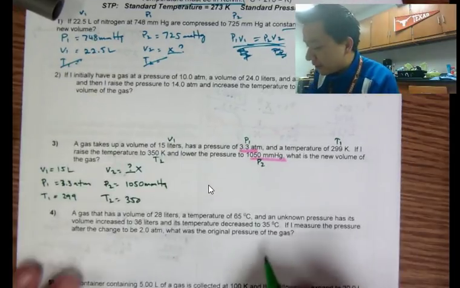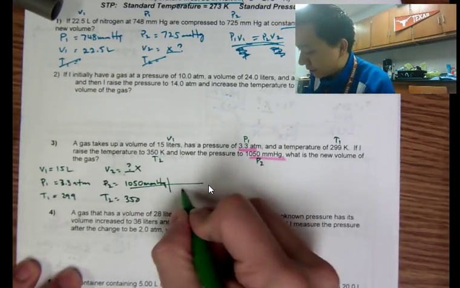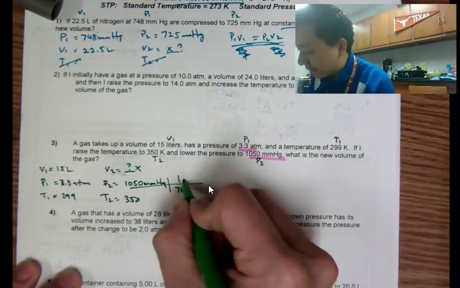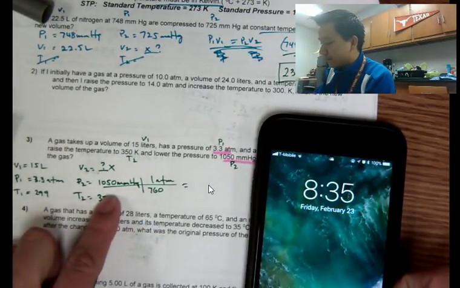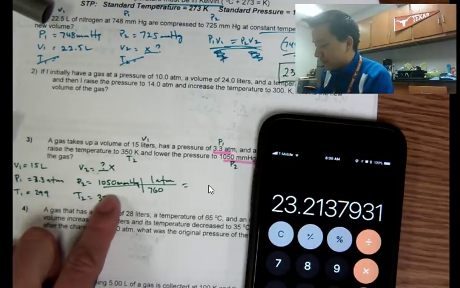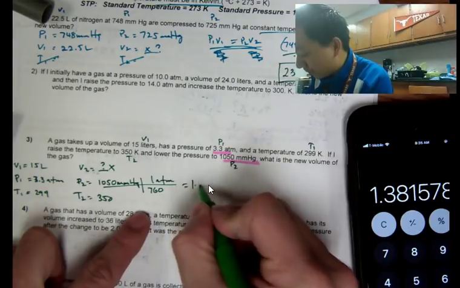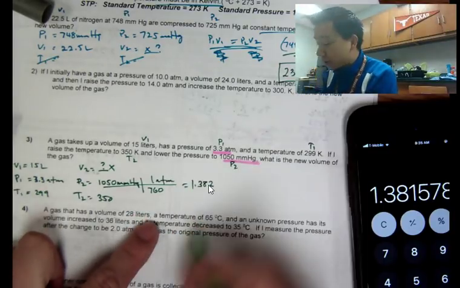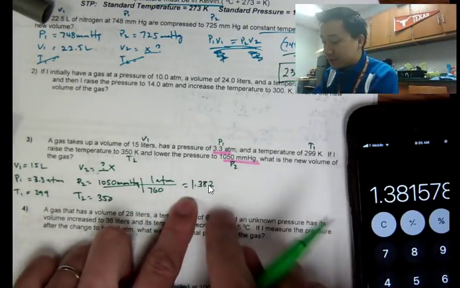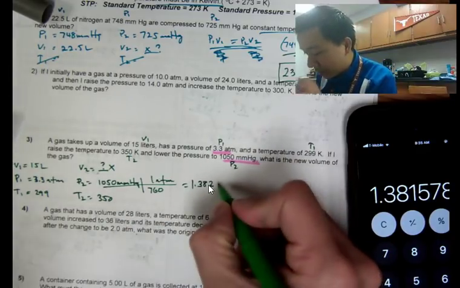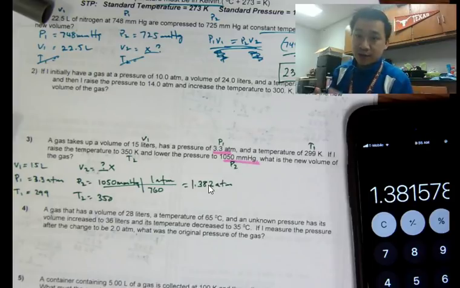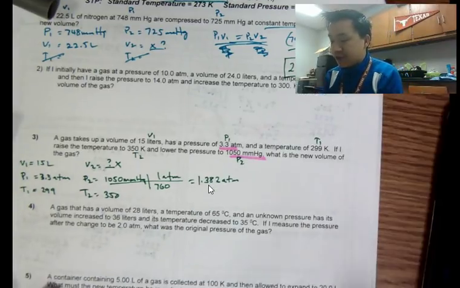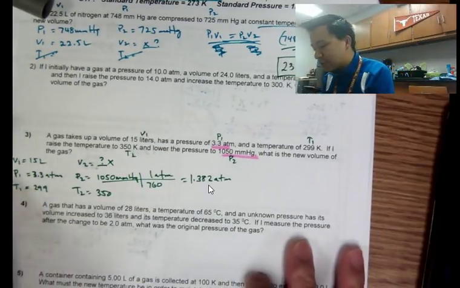So this one, we need to change the atmosphere. So I'm going to go ahead and change it. 760 mmHg is 1 ATM. So 1050 divided by 760. That'll give me 1.382. As I work, don't round this number too much. Maybe keep 3 or 4 decimal places, because if you round it too early on, it'll throw your answer completely off. So within your work, don't round too much. Your answer you can round.